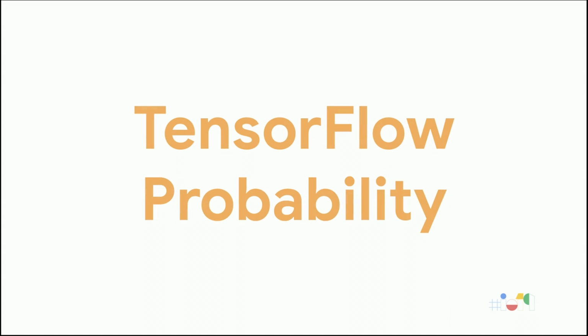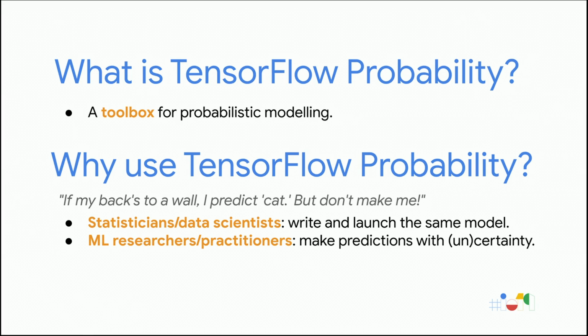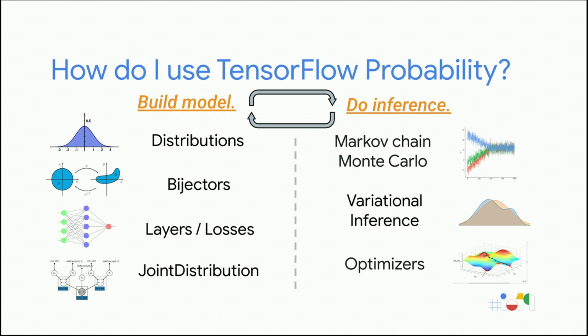So how was this all so easy? With TensorFlow Probability. TensorFlow Probability is a toolbox for probabilistic modeling built on TensorFlow. Statisticians and data scientists will be able to write and launch the same model, and ML researchers and practitioners can make predictions with uncertainty. You saw just a small part of the overall TensorFlow Probability toolbox. More broadly, it offers tools for building models and for doing inference within those models.